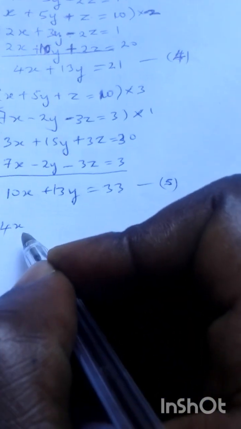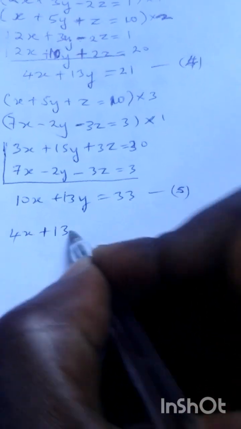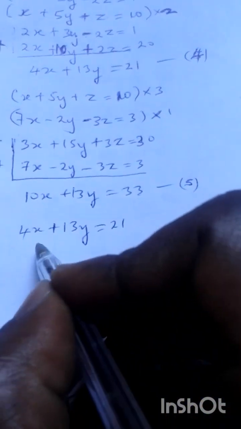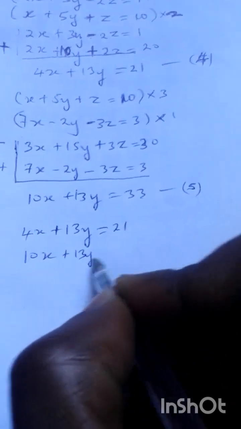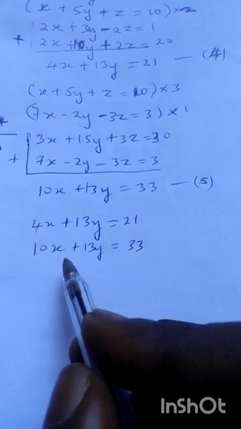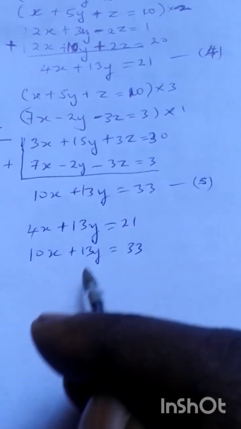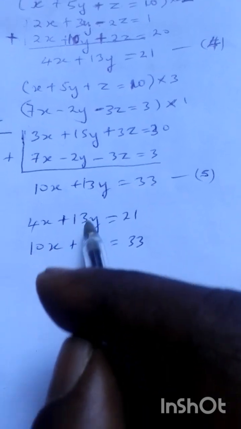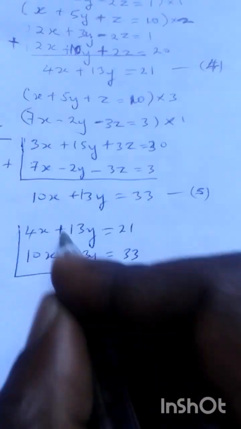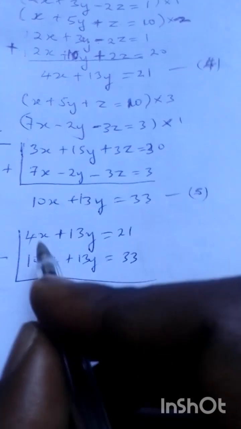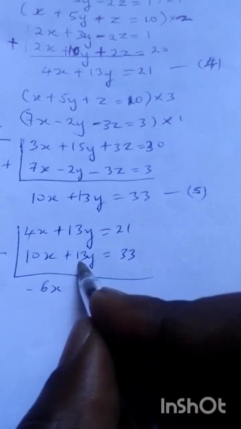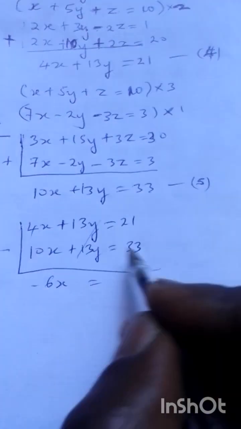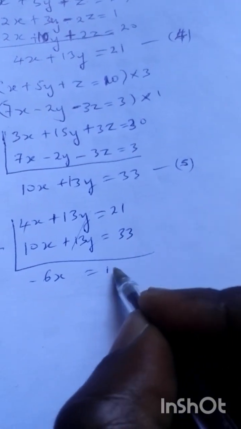So now equations 4 and 5 are going to have to be dealt with together, either by elimination or substitution. But since we're doing elimination, we have to use elimination for equations 4 and 5. 4x plus 13y equals 21, and 10x plus 13y equals 33. So now, what we're going to eliminate here is the 13y, since y has the same coefficient in both equations. Since the signs are the same, we're going to have to subtract. 4 minus 10 is negative 6x, and the y goes, and on this side, 21 minus 33 is going to give us negative 12.